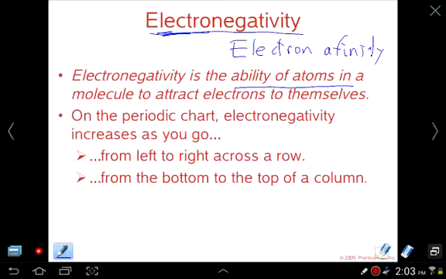So, just like electron affinity, the trend on the periodic table increases from left to right across the row, and then from the bottom to the top of a column it also increases, essentially following electron affinity trends, which tells you that the upper right of the periodic table has the highest electronegativity, the lower right has the lowest, if you think of your periodic table.